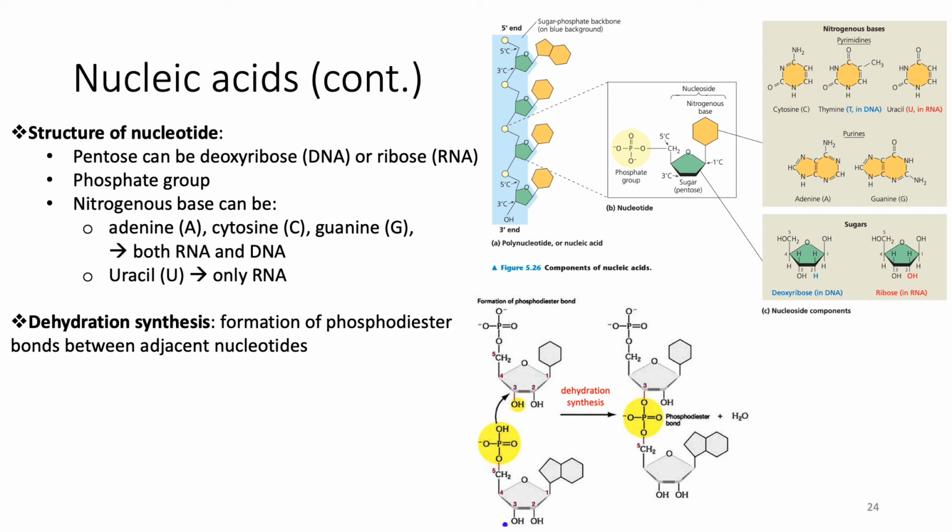The linkage of nucleotides into a polynucleotide, as in other macromolecules, involves a dehydration synthesis reaction. In the polynucleotide, adjacent nucleotides are joined by a phosphodiester linkage, which consists of a phosphate group that links the two sugars of the two nucleotides.